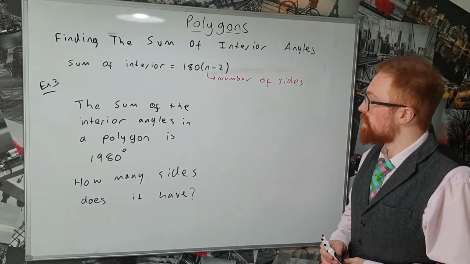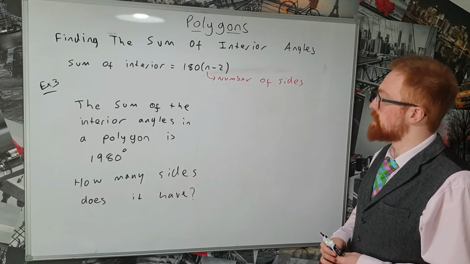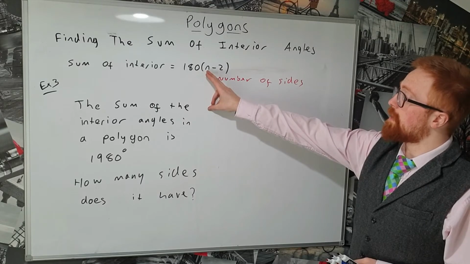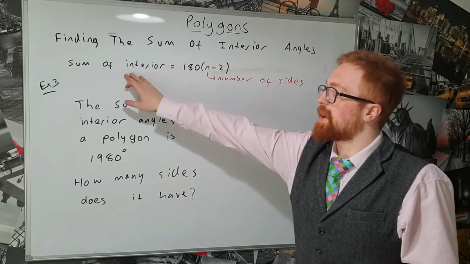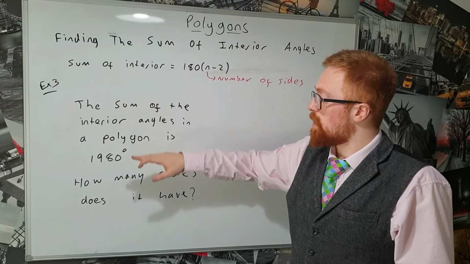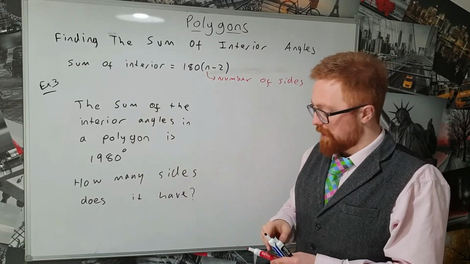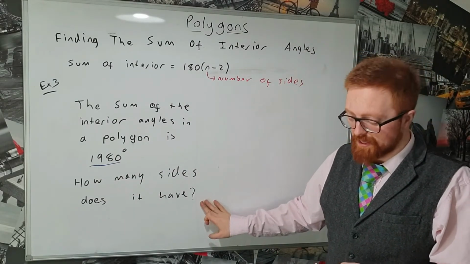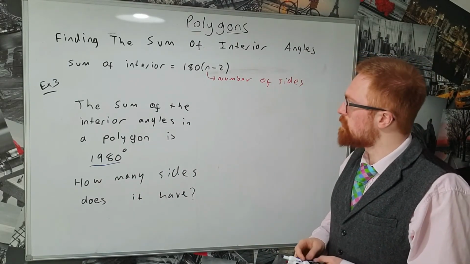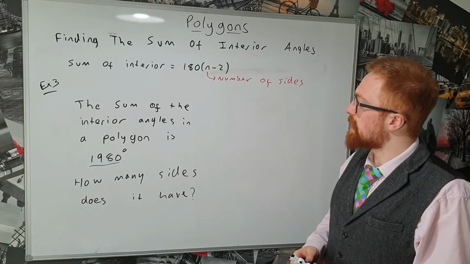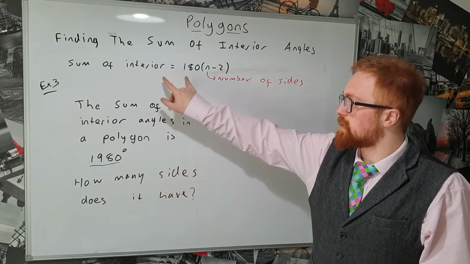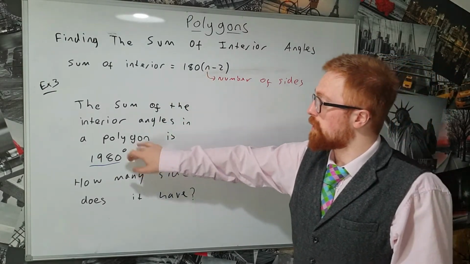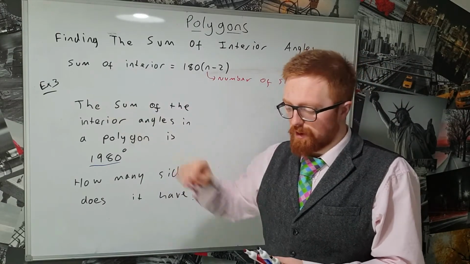Okay, so this question, we've got a little bit of a common twist on the questions we've been looking at. So this time, instead of being told the number of sides and being asked to work out the sum of the interior angles, we're told that the sum of the interior angles adds up to 1980, and we're asked how many sides it has. And so our general strategy is going to be quite similar to last time. We're going to substitute this number into our lovely formula, but instead of substituting the value in for n, we're going to substitute the value in for the sum of the interior angles.